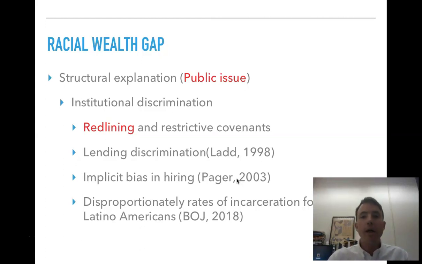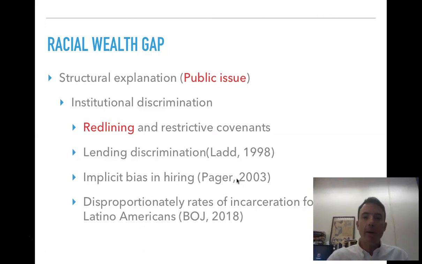We can also look at disproportionate rates of incarceration. The oft-cited statistic is that African Americans and Latino Americans account for over half the prison population, but only close to 30% of the total U.S. population, which is, of course, a glaring example of over-representation.